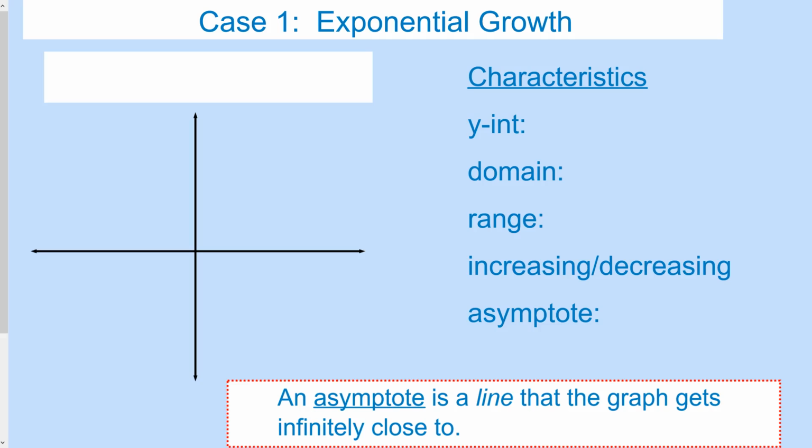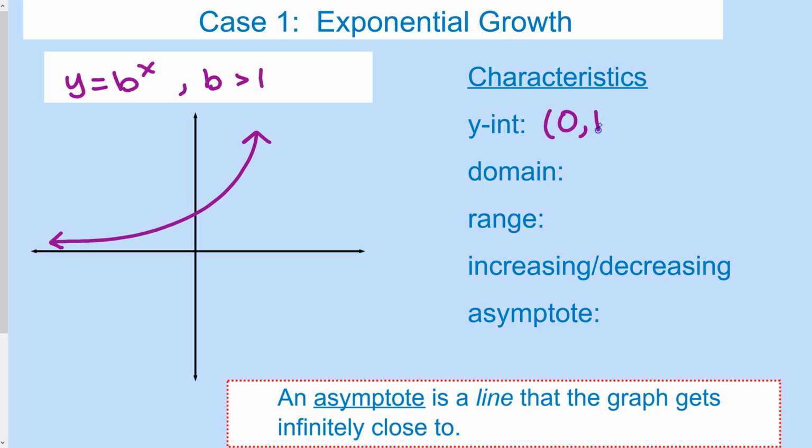So let's start with y equals b to the x, where b is greater than 1. So that would be exponential growth. So we have this kind of shape right here, just kind of keeping it general without actually having a scale. The y-intercept always has to be the point (0, 1). If you take your base b, raise it to the 0 power, you're going to get 1. So we could mark that on the graph as well.